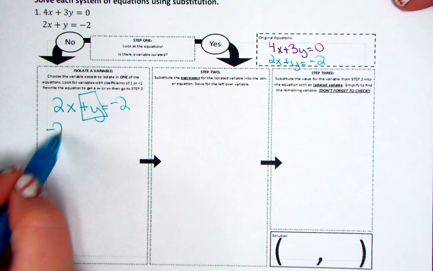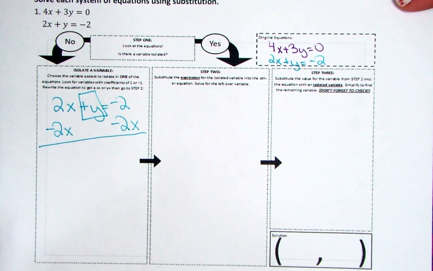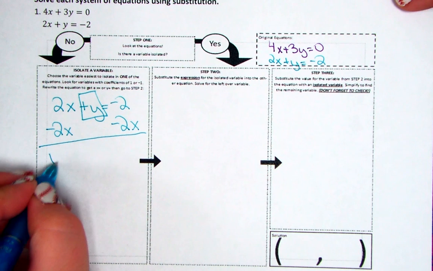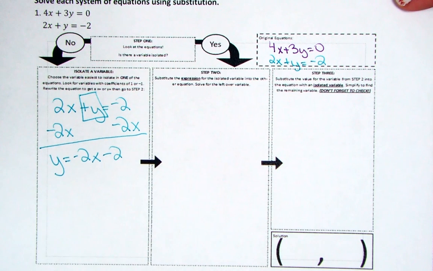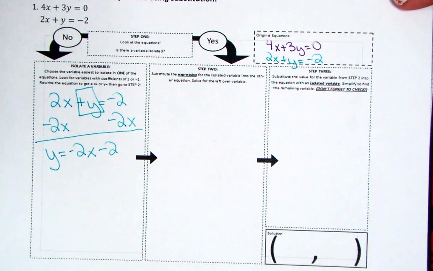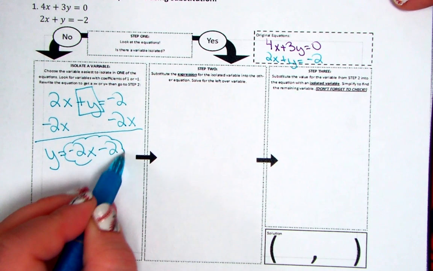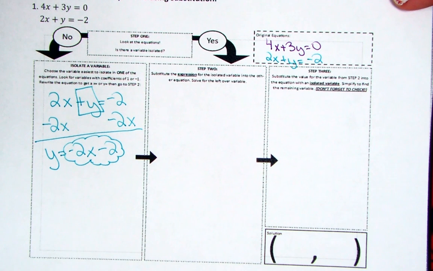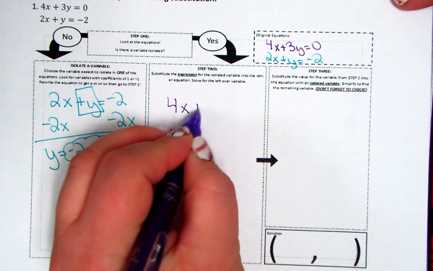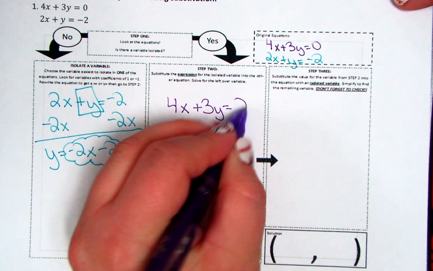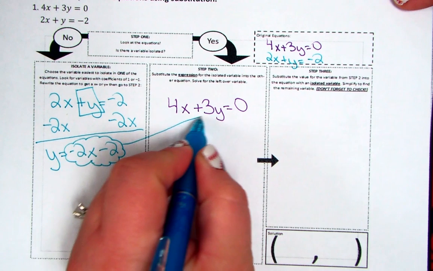So we're going to subtract our 2x from both sides. We have plenty of practice doing this from our last standard. So y equals negative 2x minus 2. And now y is already all by itself. So we are going to take the expression that it equals, and we are going to plug it in to our other equation, 4x plus 3y equals 0. We are going to take and plug in this expression for y.